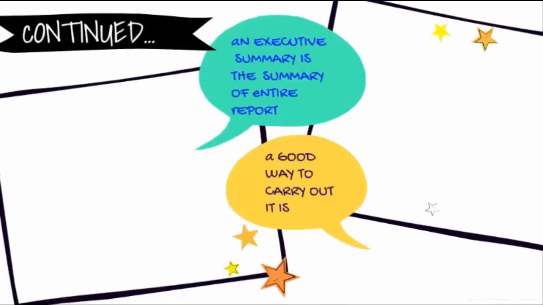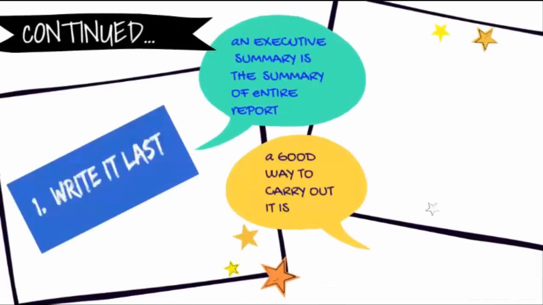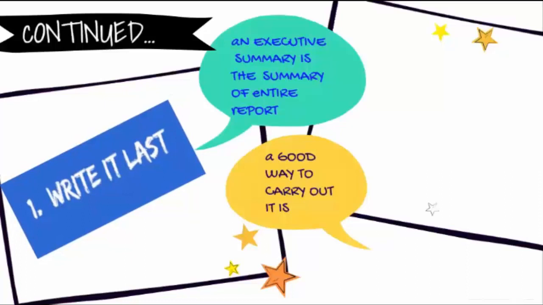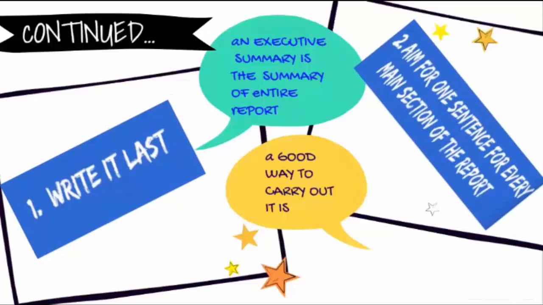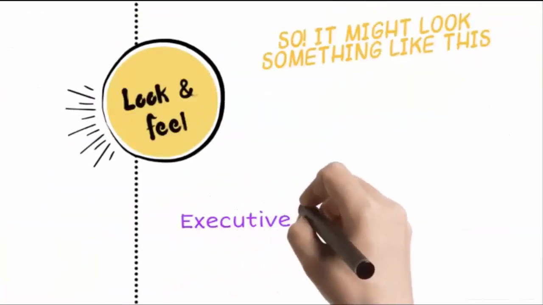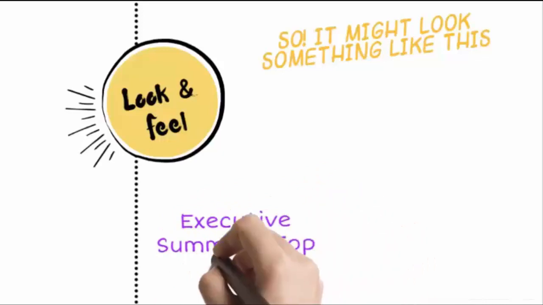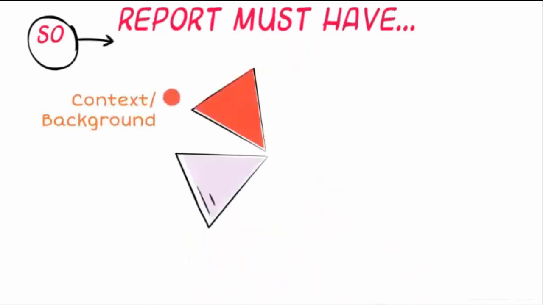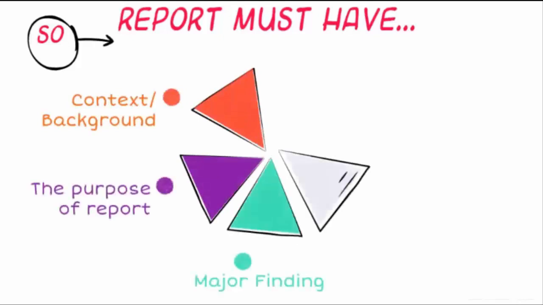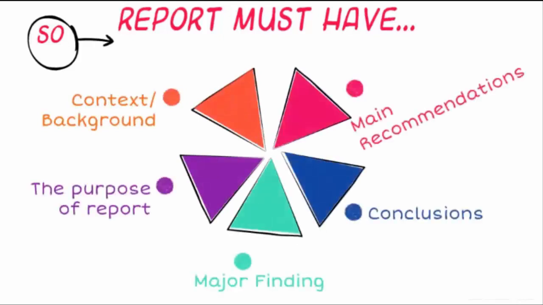The executive summary provides an overview of the entire report, covering all of its major sections. It is preferred to compose it at the end of the report, summarizing each section in one sentence. In that way, it would be able to give a complete overview of how to structure your report. So, a report must have its background, purpose, main findings, conclusions, and recommendations.